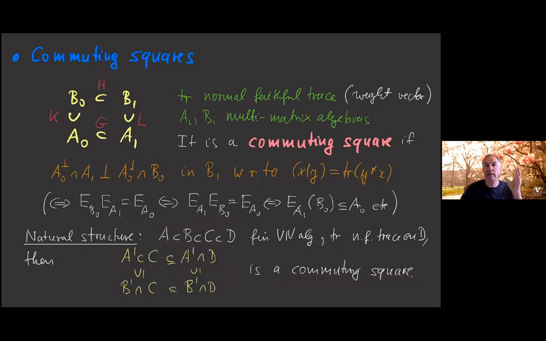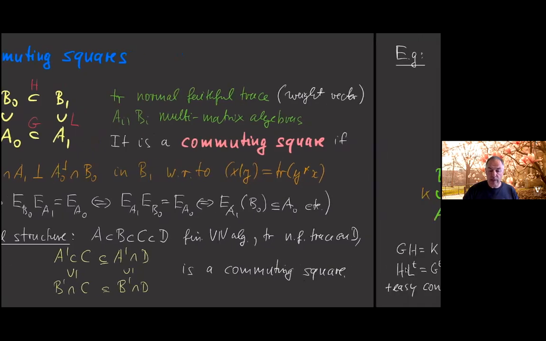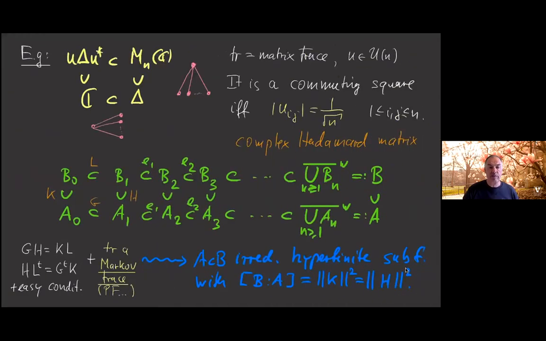And this, by the way, is something that has been used in quantum information theory by Reuter and Vickery in order to construct error correcting codes. So this structure definitely, I think, should be more relevant and more exploited in the context of quantum error correcting codes. Okay, so let me give you an example of such a commuting square.